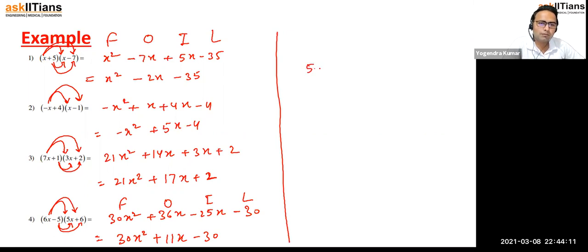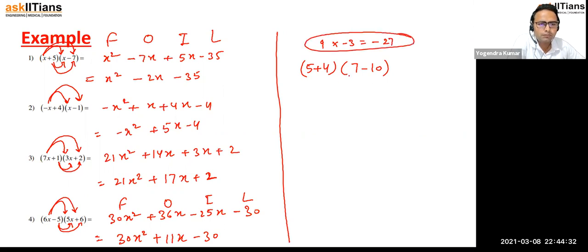Okay, like 5 plus 4, suppose I want to apply it for 7 minus 10, right? Now you know this already, right? But why am I doing this? Okay, 9 into minus 3, which is what? Minus 27. This we know the answer, right? But does FOIL method apply here and can we verify? Yes, it will be applying here.